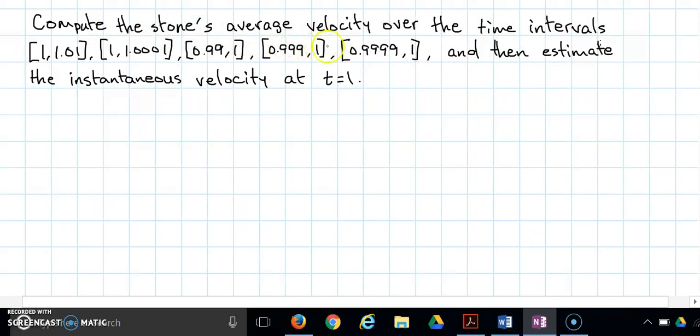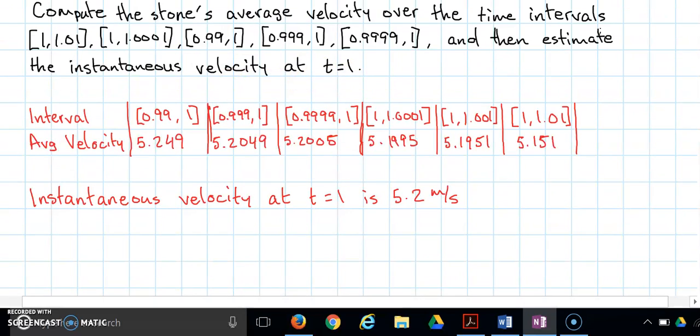Compute the stone's average velocity over the time intervals 1 to 1.01, 1 to 1.0001, 0.99 to 1, 0.999 to 1, 0.9999 to 1, and then estimate the instantaneous velocity at t equal to 1.